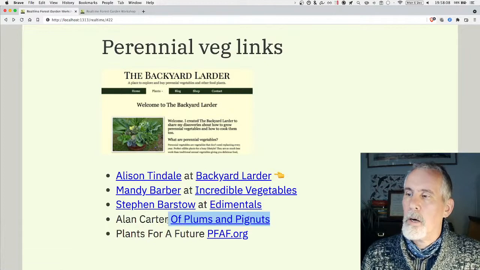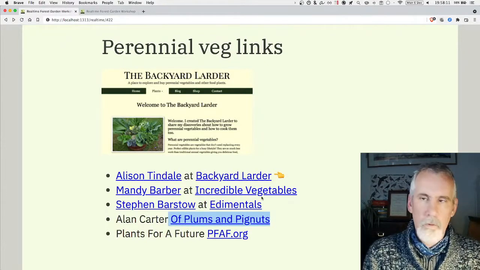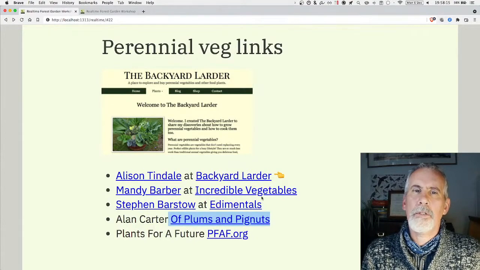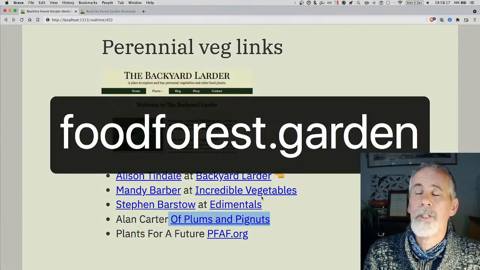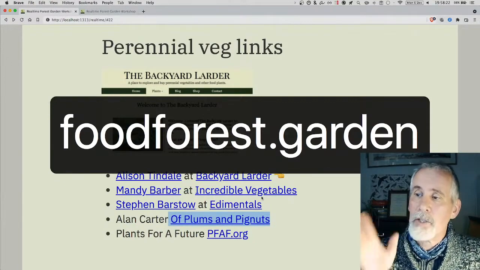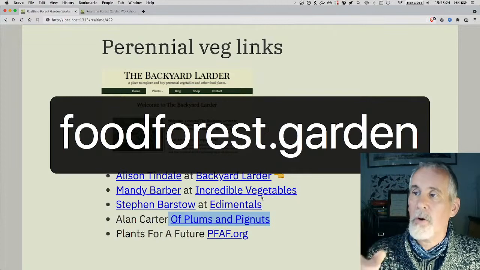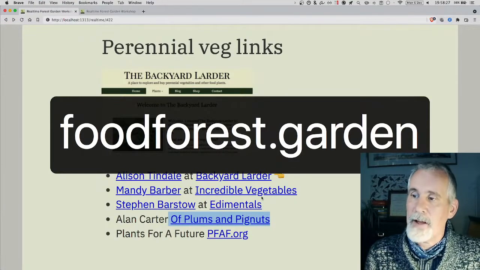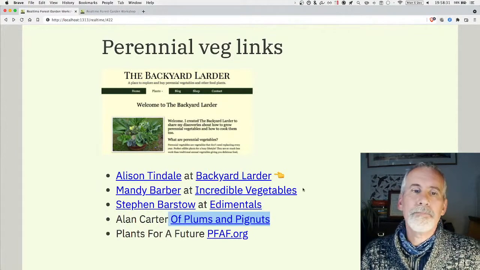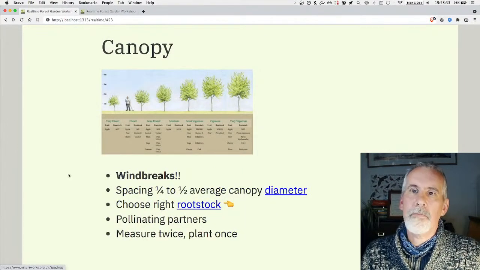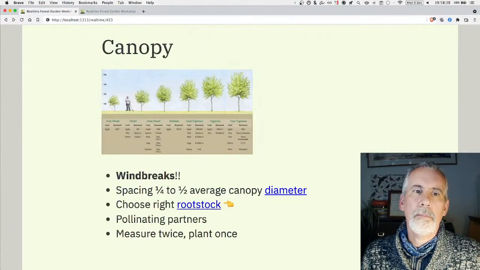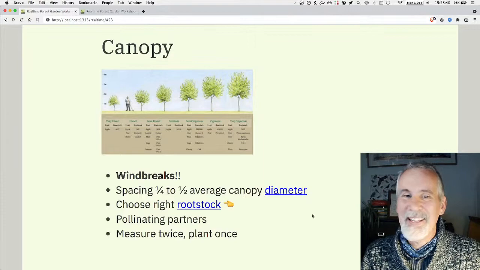Alan Carter, it's not called Of Plums and Pig Nuts anymore, it's called Food Forest Garden. Foodforest.garden, that's it. He's got a book out as well, which I haven't bought yet, so I really need to read that. Again, really practical knowledge. He's actually got a forest garden, and he actually eats stuff out of it. And then there's Plants for a Future, which is down at the moment. So that's all I've got time for on perennial vegetables. I'm sorry about that. My thing's playing up.